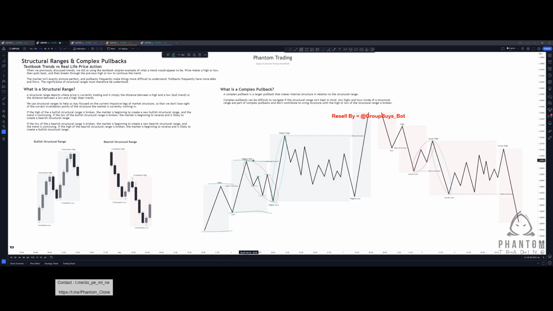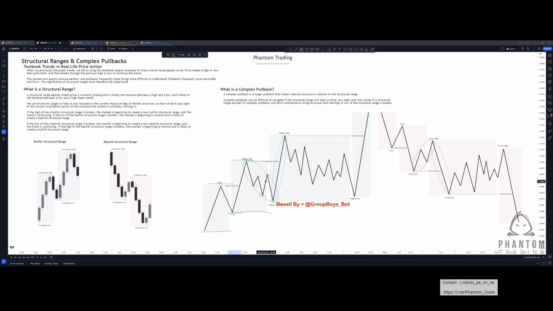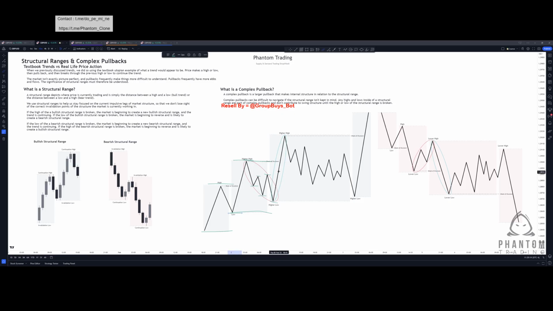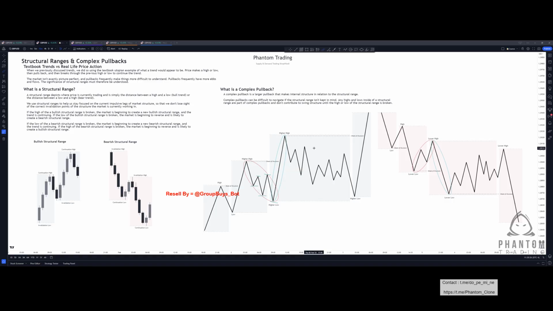So we're trading within this high and this low. Any market structure that's happening inside of the range is considered internal structure and would be part of a complex pullback. And as we can see, price continues on. We form our higher low and continue moving to the upside, breaking above the previous high, forming a new higher high. And the complex pullback gets a little bit more complex just to really drive the point home.